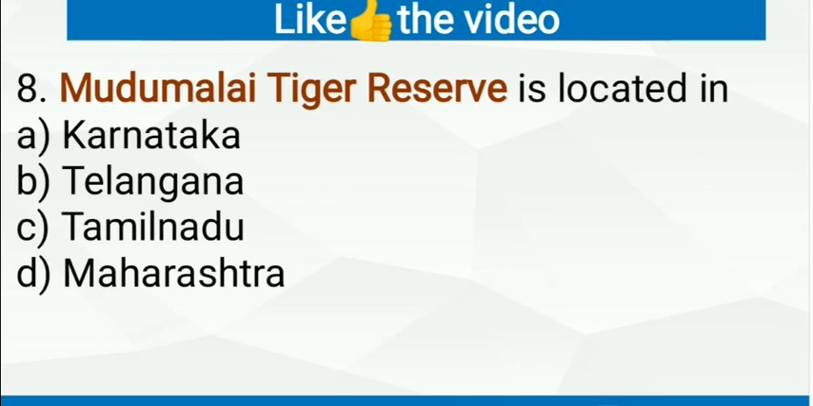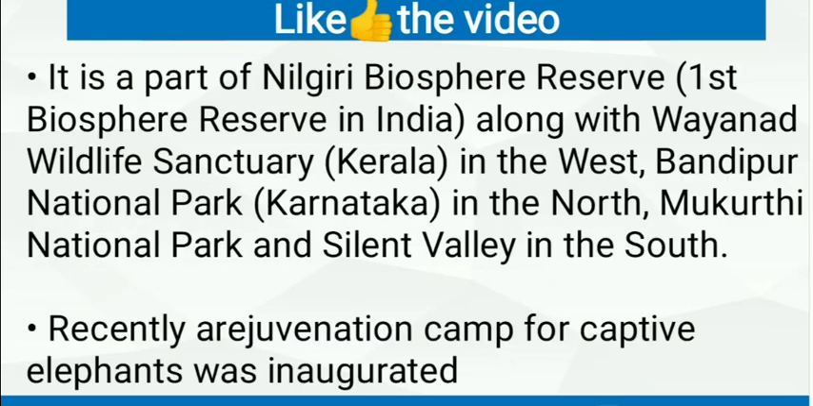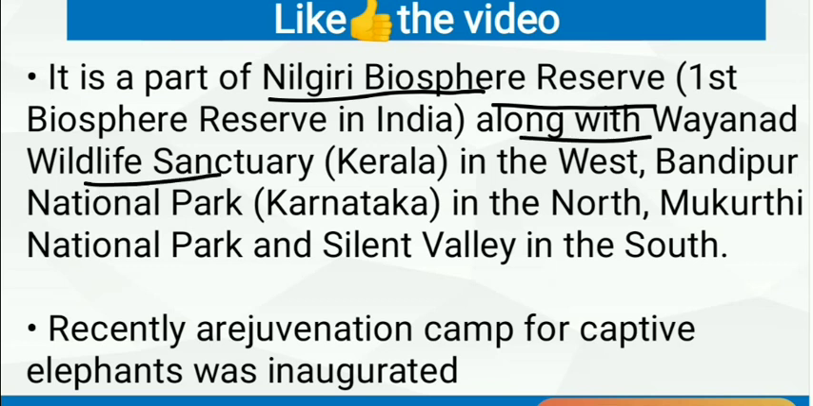Next question. Mudumalai Tiger Reserve is located in. So this Mudumalai Tiger Reserve is located in Nilgiri district of Tamil Nadu, at the tri-junction of Kerala, Karnataka and Tamil Nadu. And it is a part of Nilgiri Biosphere Reserve, which was the first biosphere reserve in the country. Along with Wayanad Wildlife Sanctuary in Kerala in the west.